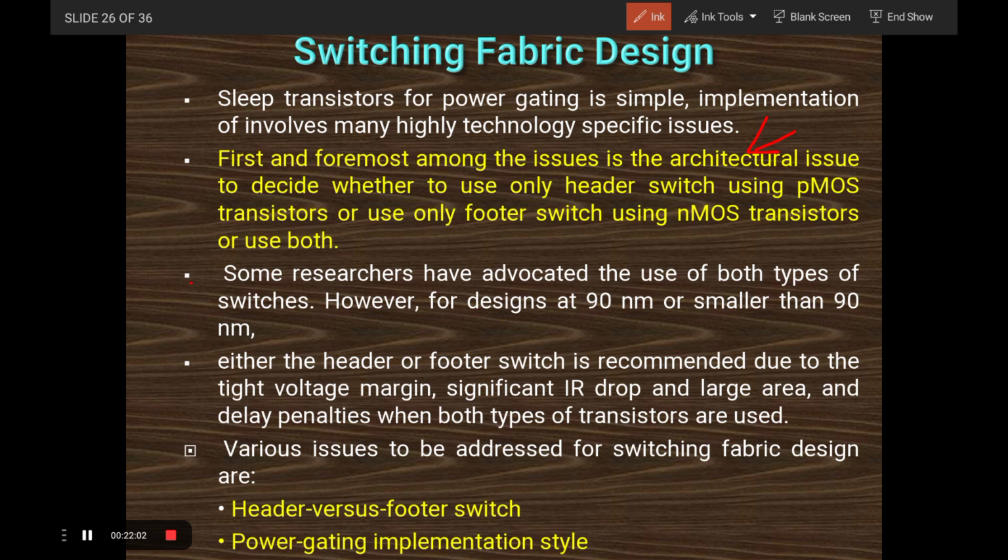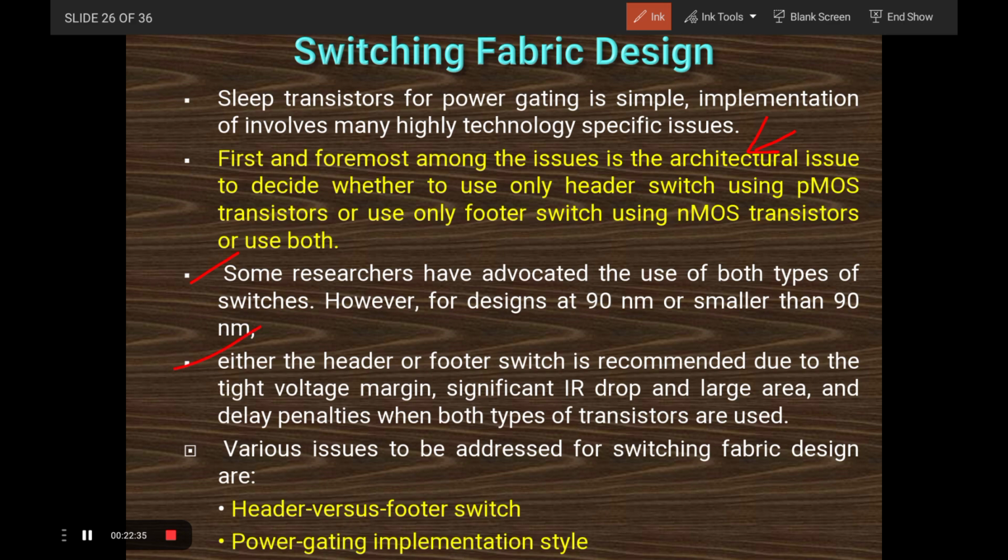Some researchers have advocated using both styles of switches. However, for designs at 90 nanometers or smaller, some researchers said that a single switch is enough for operation, but others told that it is better to use two kinds of switches, which may be better for operation also. So either the header switch or footer switch is recommended, due to the tight voltage margin, significant IR drop, and larger area and delay penalties when both types of transistors are used. So this is also one version.